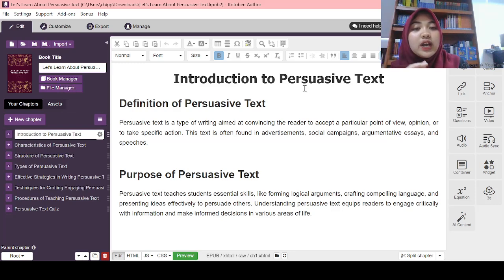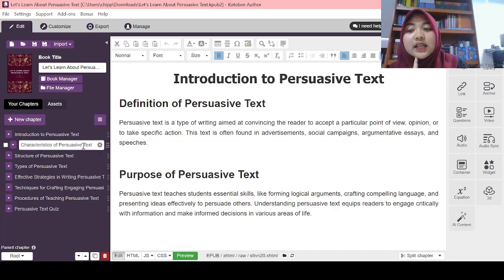In Introduction to Persuasive Text, I explain the definition and the purpose of persuasive text. The definition of persuasive text is a type of writing aimed at convincing the reader to accept a particular point of view, opinion, or to take specific action. And the purpose of persuasive text is to teach students essential skills like forming logical arguments, crafting compelling language, and presenting ideas effectively to persuade others.